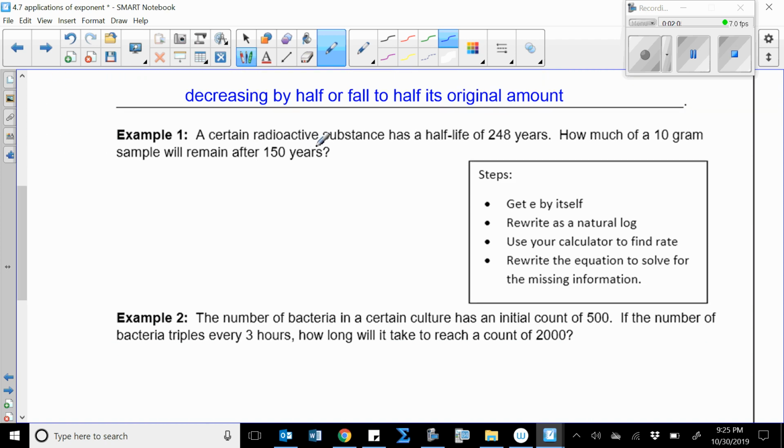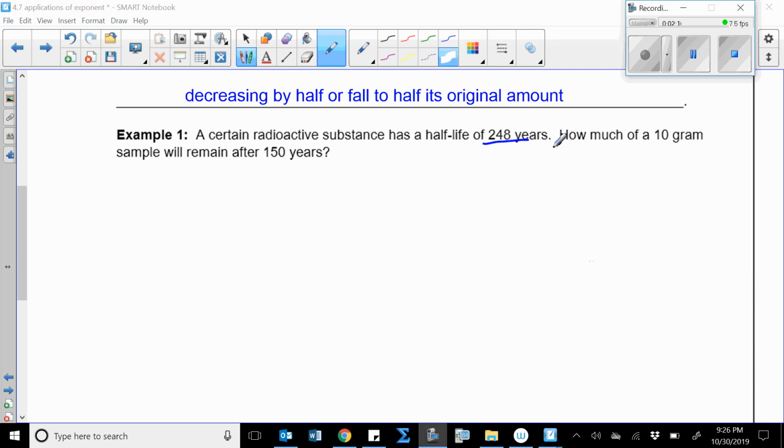A certain radioactive substance has a half-life of 248 years. How much of a 10-gram sample will remain after 150 years? So it's asking how much of a 10-gram sample. That means this is the initial amount, so this is the P value. Remain after 150 years, so this is the value of t. And it's asking how much will remain. That's actually asking for the final amount. What is the value of A?